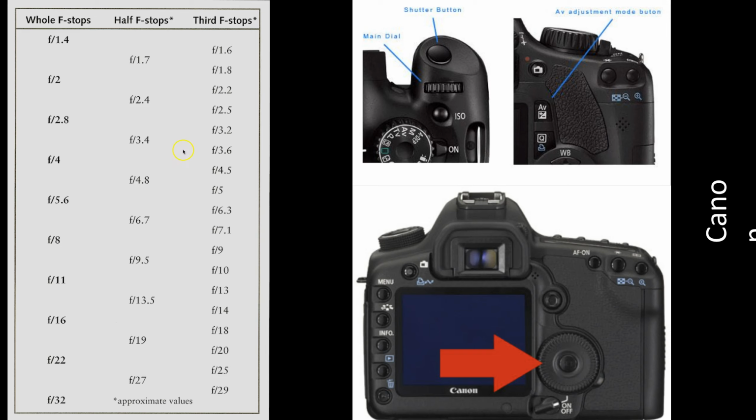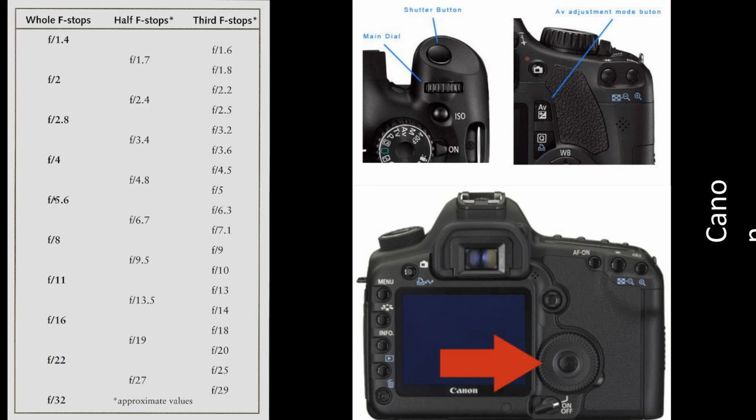Now let's look at this on the left-hand side. Again, like I said, the full stops, the oldest range, is kind of in between here, F4 to F16. Okay, these are what are considered whole stops because they've been around for the longest amount of time, and there's a mathematical equation here. So when you go from F4, which is a wide open aperture, to 5.6, you're cutting the light in half.